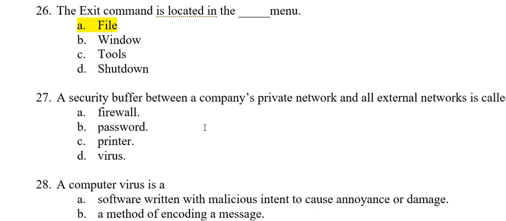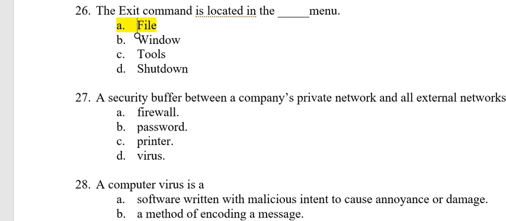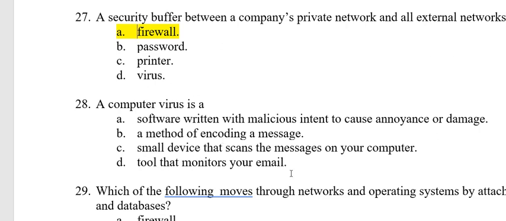27. A security buffer between a company's private network and all external networks is a password. It cannot be a password. That is a firewall. So the answer for 27 is a firewall. 28. A computer virus is software written with malicious intent to cause annoyance or damage. So this is the answer, A.